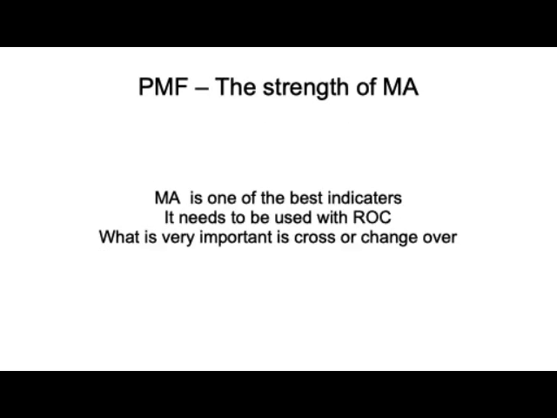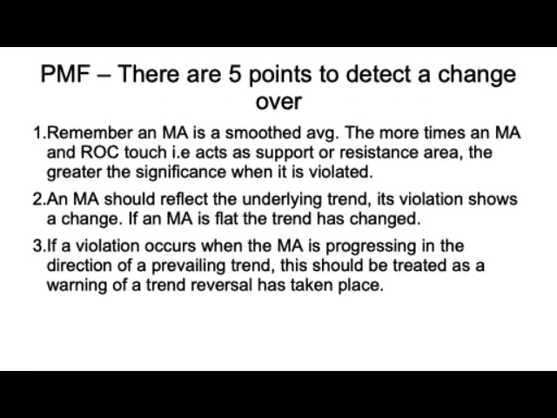The MA is one of the best indicators that, from all my reading, I've come across. It needs to be used and combined with a rate of change. What is very important is the cross or changeover between the MA and the rate of change. Now remember, an MA is a smoothed average. The more times an MA and a rate of change, or ROC, touch, the more it acts as a support or resistance, as it's known in the financial market.